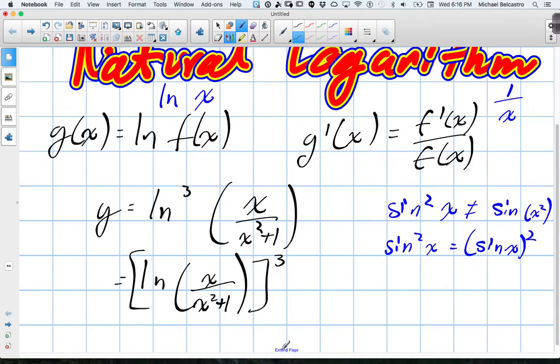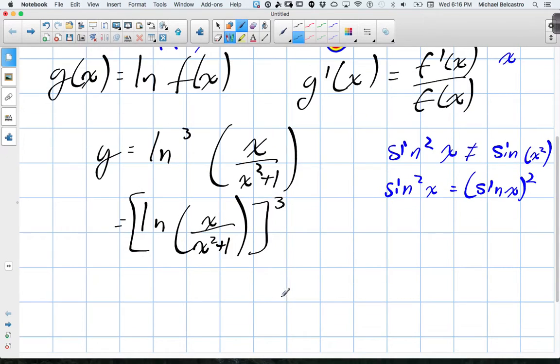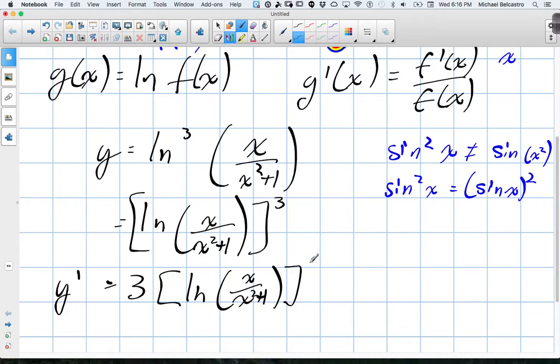Okay. So now if we're going to find y prime, we have a chain rule right off the bat, because there's a function within this. We're going to derive the very first thing. So we bring down the 3, so we get 3 times ln of x over x squared plus 1, to the power of 2. And then we're going to need to multiply it by the derivative of the inside here. Am I correct? Yeah.